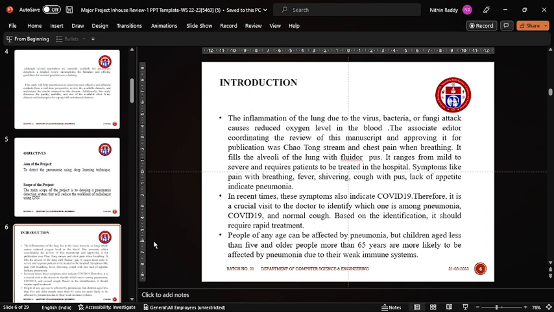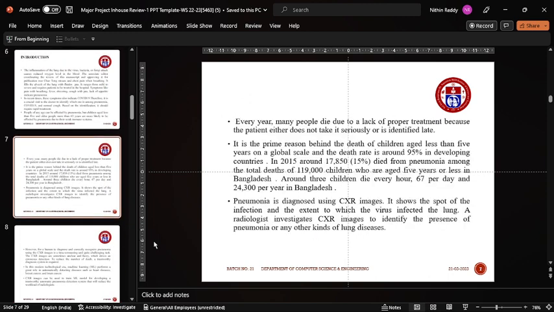Therefore, it is crucial to visit the doctor to identify whether it is pneumonia, COVID-19, or a normal cough, based on identification. It requires rapid treatment. People of any age can be affected by pneumonia, but children aged less than 5 and older people more than 65 years are more likely to be affected due to their weak immune system. It is the prime reason behind the death of children aged less than 5 years on a global scale, and the death rate is around 95% in developing countries.